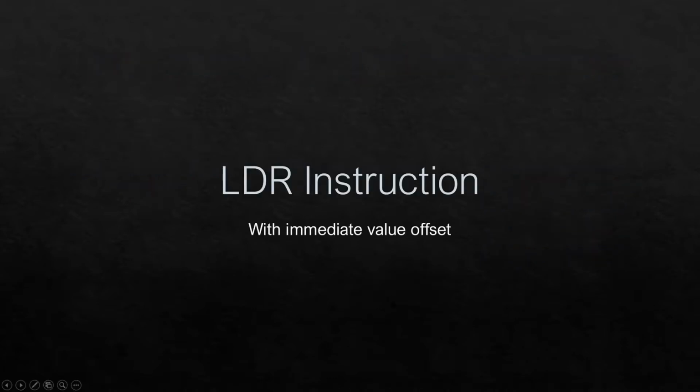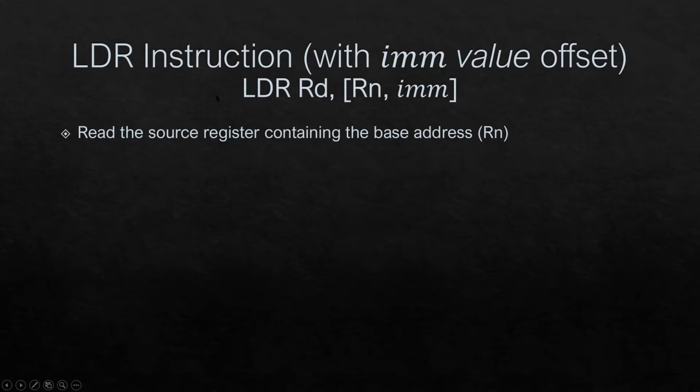For this presentation, to better understand how the single-cycle microarchitecture works under the hood, we're going to be using the LDR instruction with an immediate value offset as an example. This is the LDR instruction syntax. RD means the destination register, which we're going to be loading the memory address into. The RN is the base address, and the IMM is the immediate value offset.